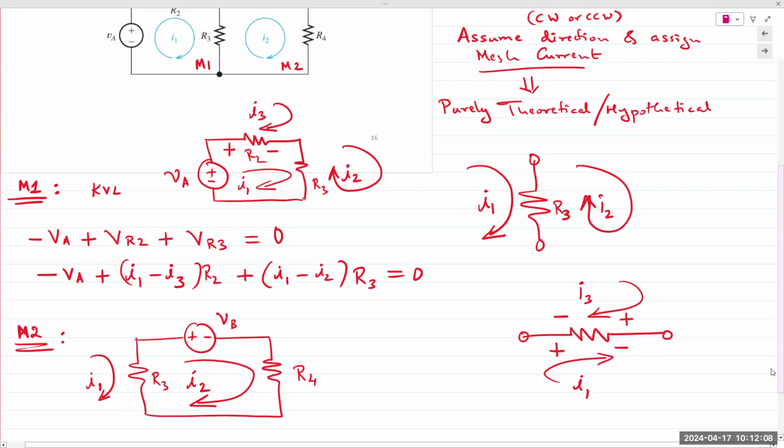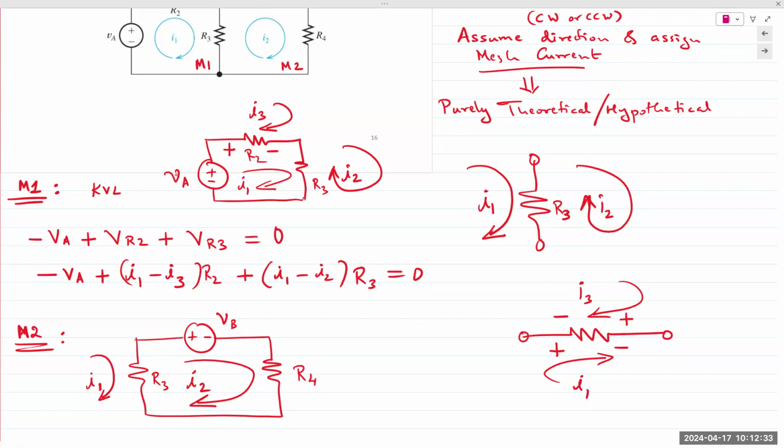Okay, KVL you apply with any technique that you're comfortable with. I typically sum up the voltages in a clockwise direction. So I'm summing voltages in the same direction as the chosen direction for the mesh current. Hence, the voltages would be positive. When I go clockwise around the loop, I have VA as negative. I have VR2 and VR3 as positive.